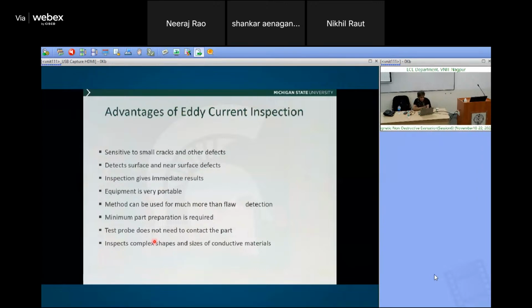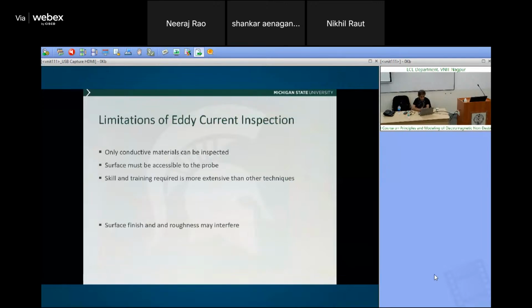So the advantages of eddy current inspection I've listed: sensitive to small surface cracks, other defects, and also near surface defects. You get the results in real time. Equipment is usually very portable, pretty small.